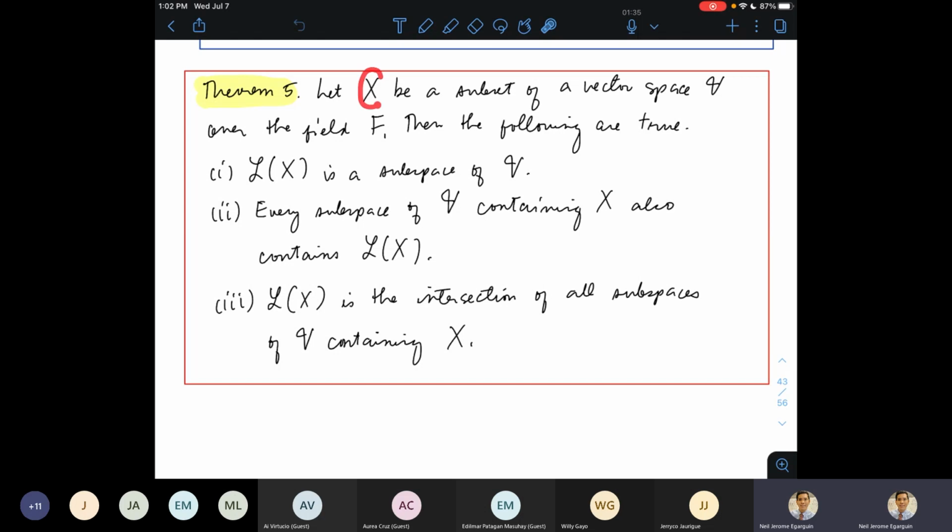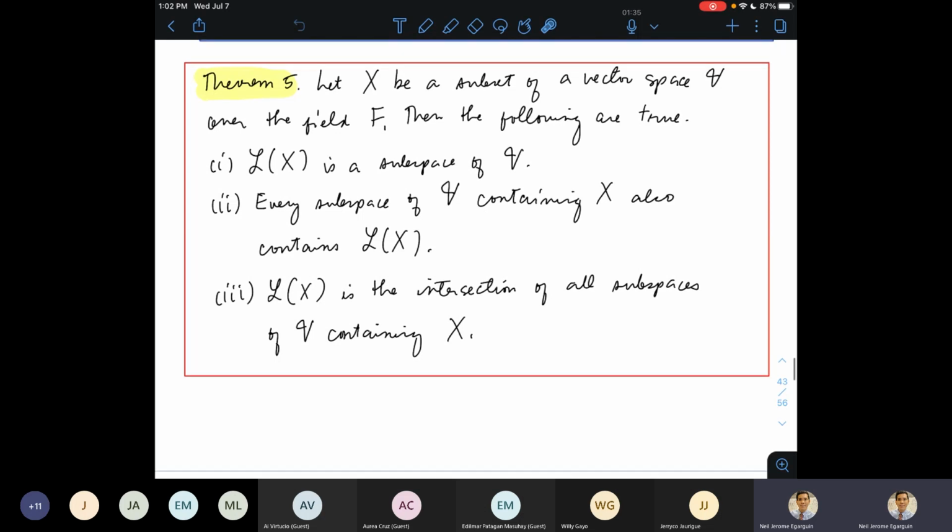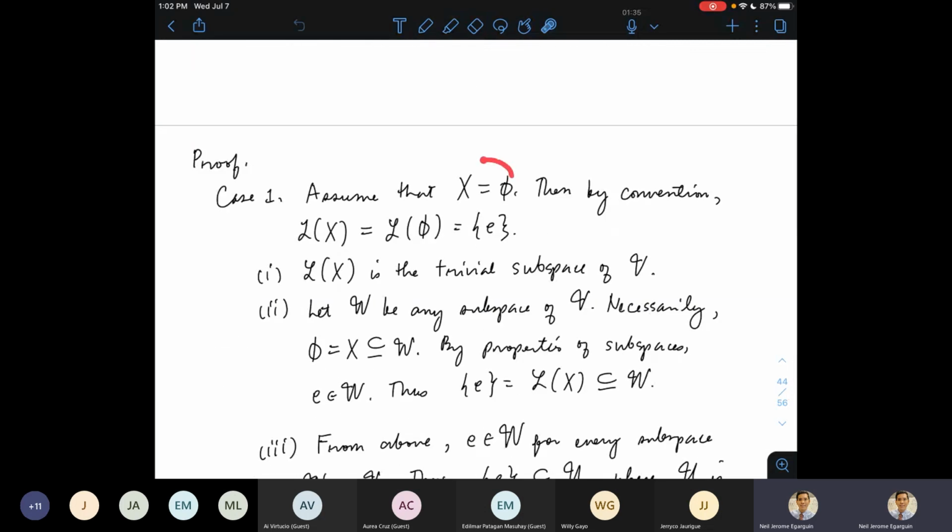Case 1 is if X is the empty set, because L of X behaves differently when X is the empty set and when X is a non-empty set. That's why I needed to divide the proof into 2 parts. So the first part of the proof assumes that X is the empty set. And by the convention we stated before, whenever we write L of the empty set, that is just a trivial subspace. And we said it's a trivial subspace, so indeed it is a subspace of V. So statement 1 is already proven. Okay?